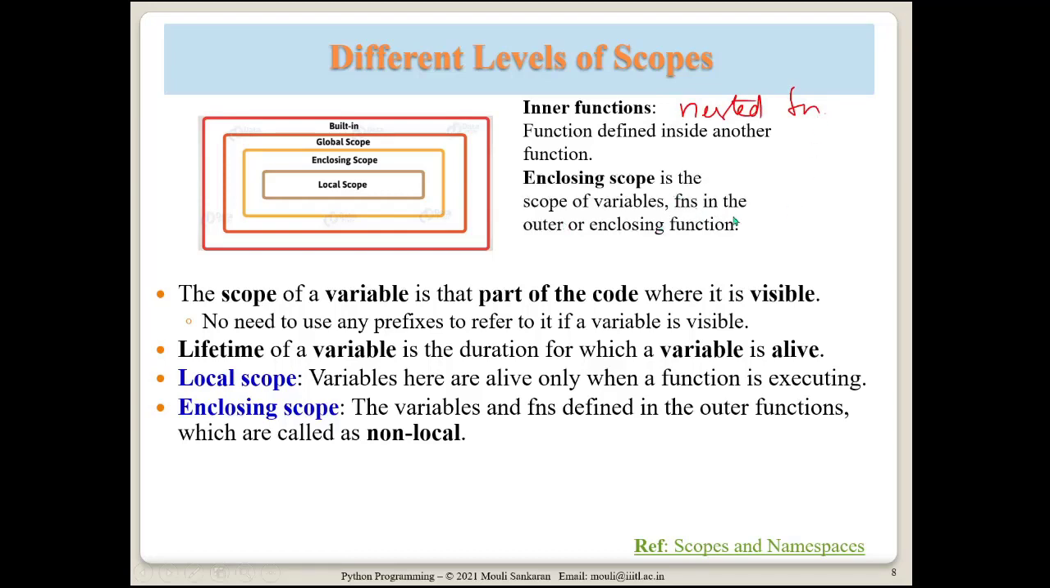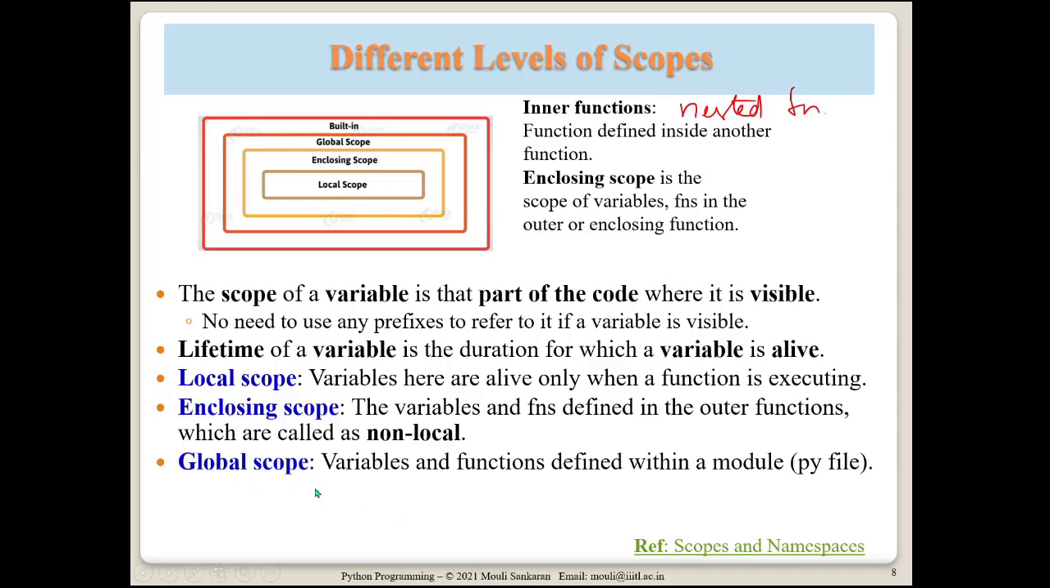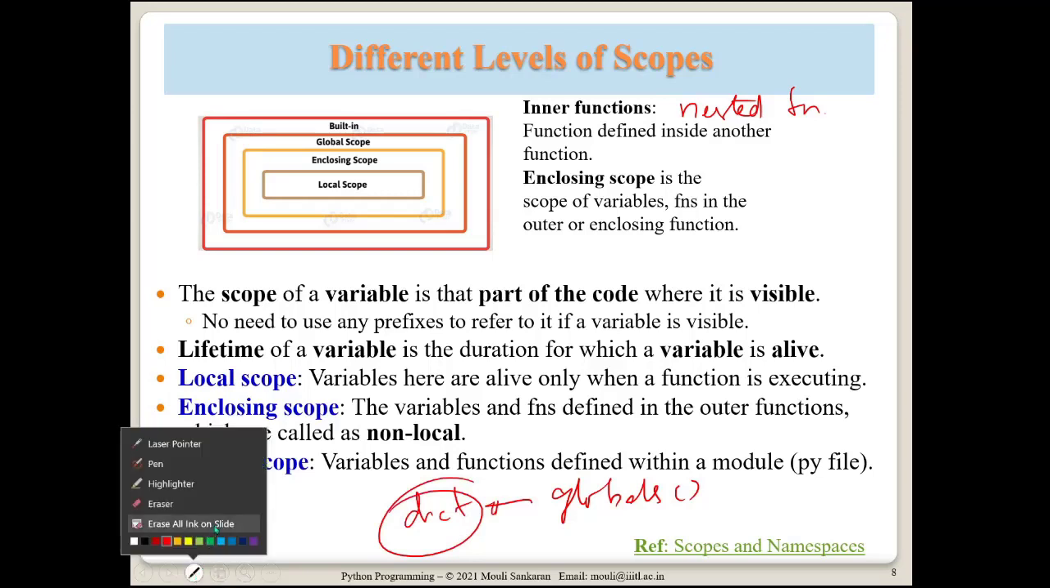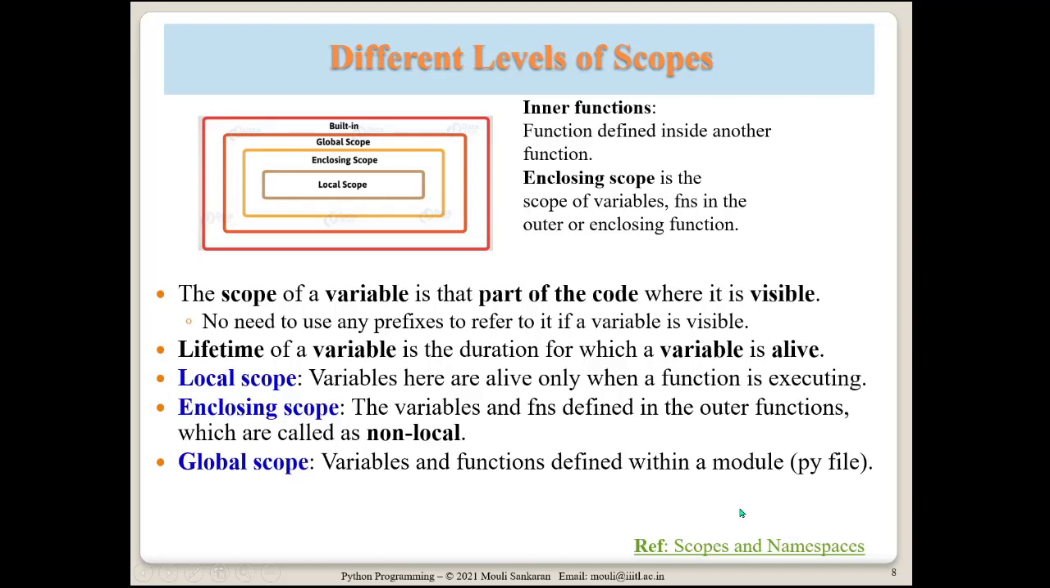Enclosing scope is the scope of variables or functions in the outer or enclosing function. You call it outer because it is outside the local scope, but it is in between the global and local scope. Global scope is variables and functions defined within a module, a Python file. Those fall under global scope, which are available in the dictionary returned by the globals function. This dictionary has all the variables and functions defined in the global scope. Even functions are found in the dictionary because functions are also objects. So you will have a label and the value will be the function object, which is in the code area of the Python program.